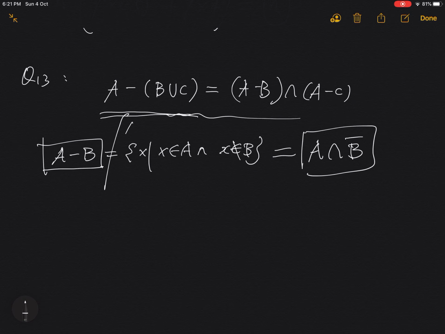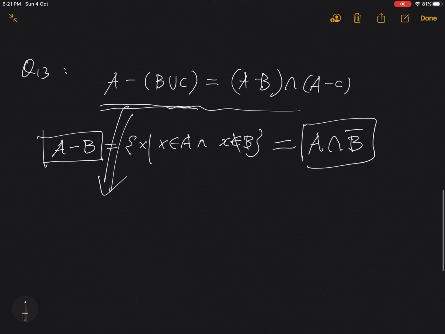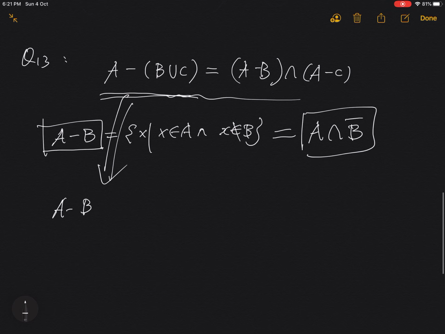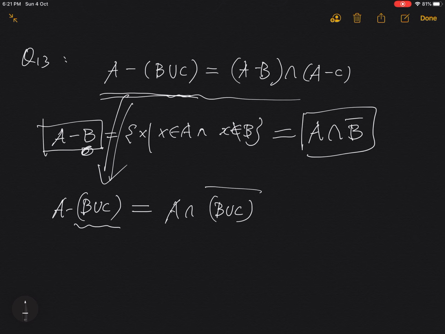So for this question, A minus (B or C): here we use B or C to substitute the set B. We will have A and (B or C), and then the complement. And then we use De Morgan's law. We will have the complement of B and the complement of C. That's the left hand side.